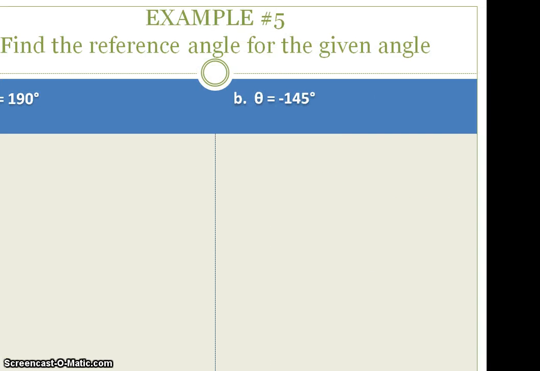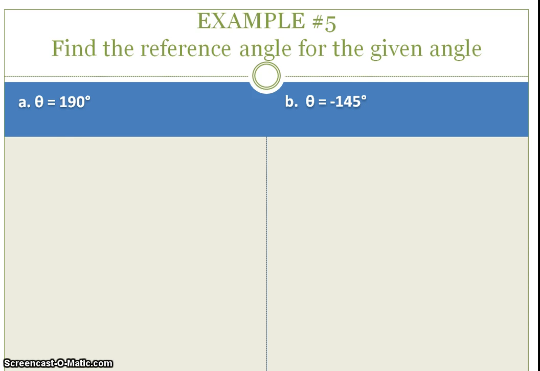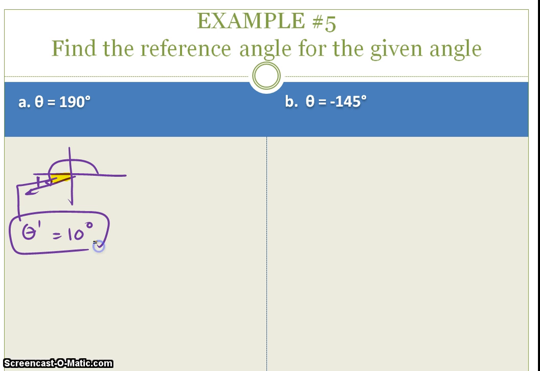Okay, so for this example, we are going to find the reference angle for a 190 degree angle. If we draw a 190 degree angle, I know it's down here because we went 180 degrees and 10 more. So the reference angle is the one that's formed here, and that will be our theta prime. So our theta prime is just this angle in here, and that is 10 degrees, because our theta was 190 degrees, and the distance between the terminal side and the x-axis was just 10 degrees.